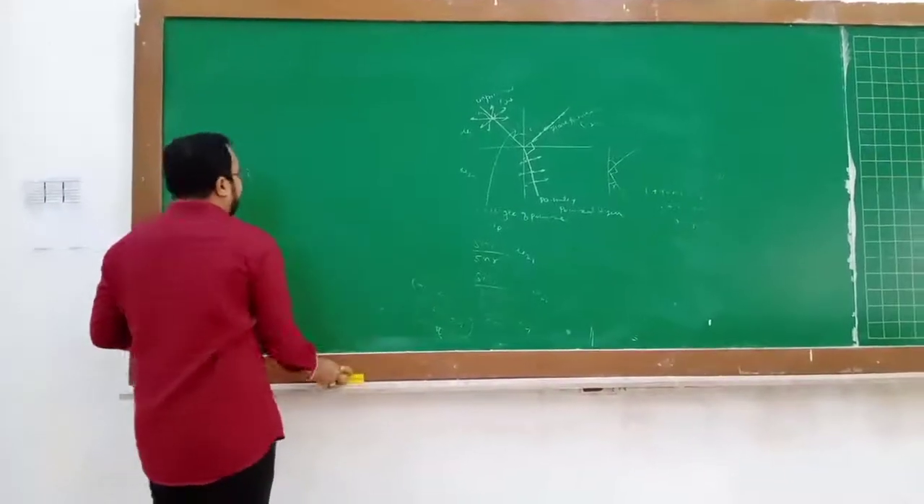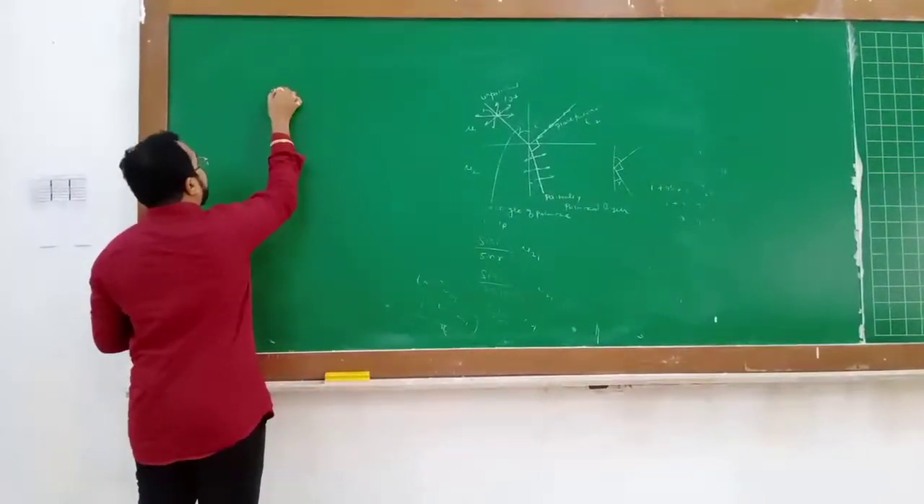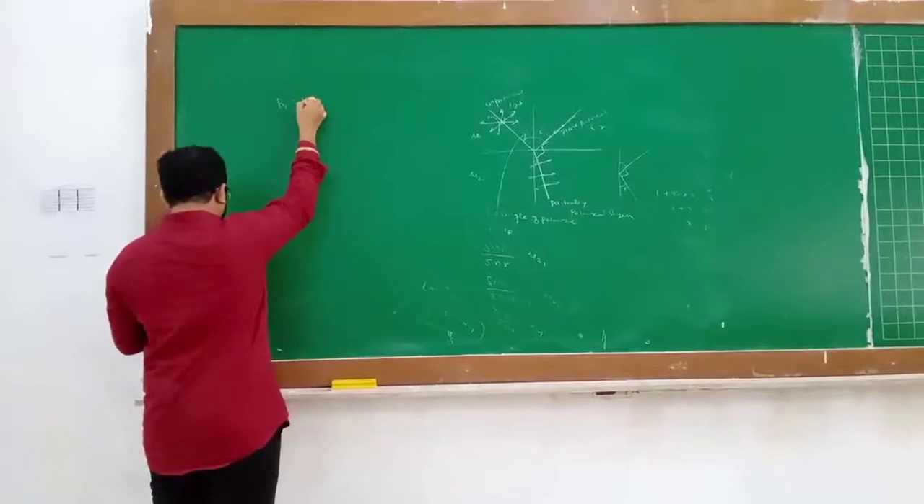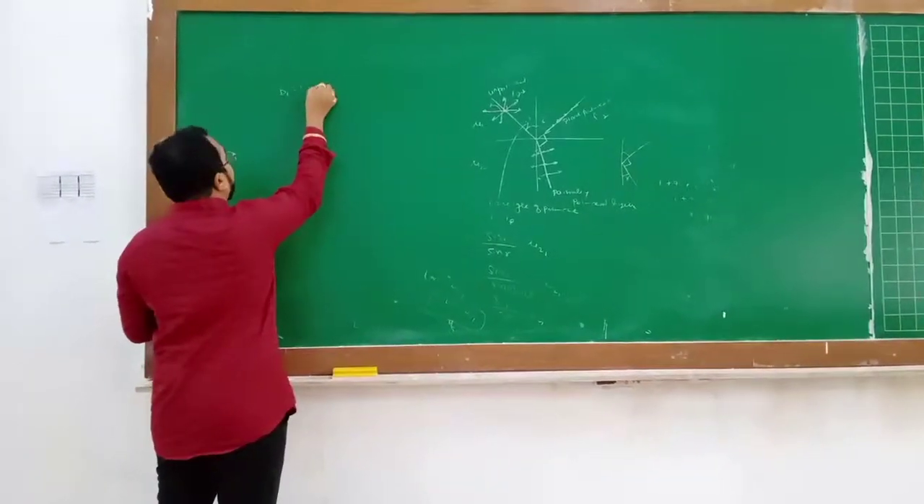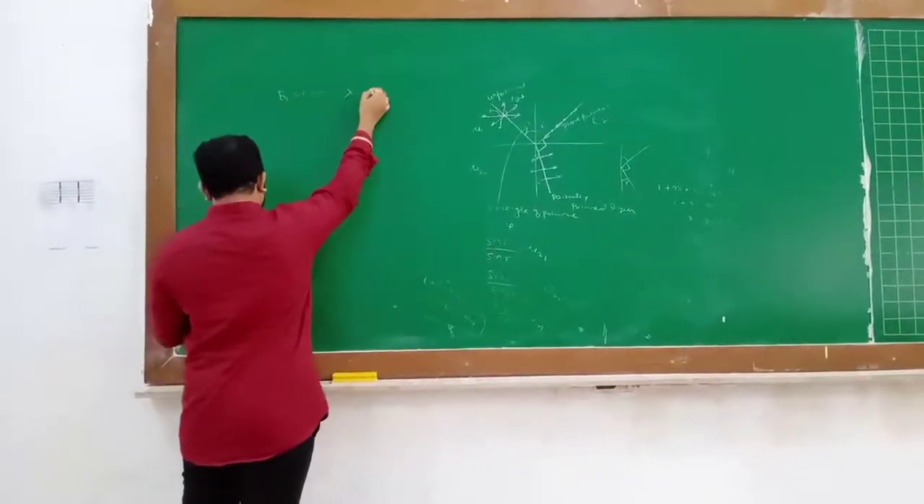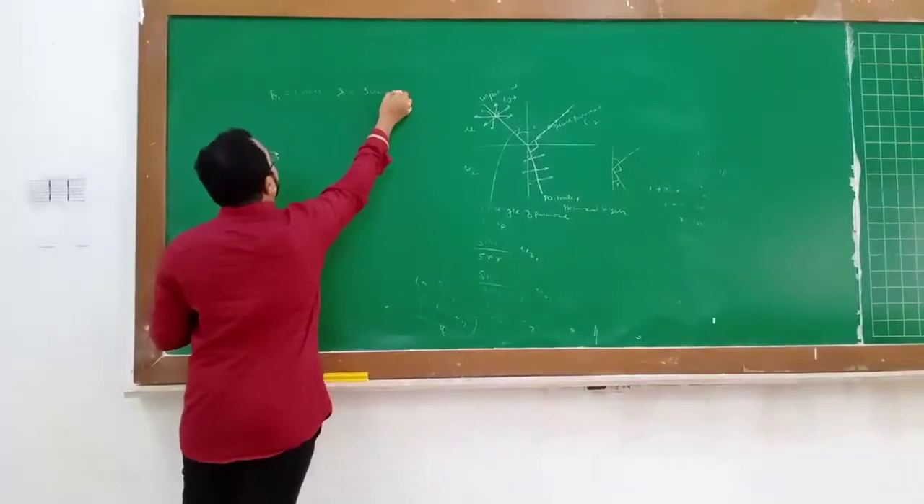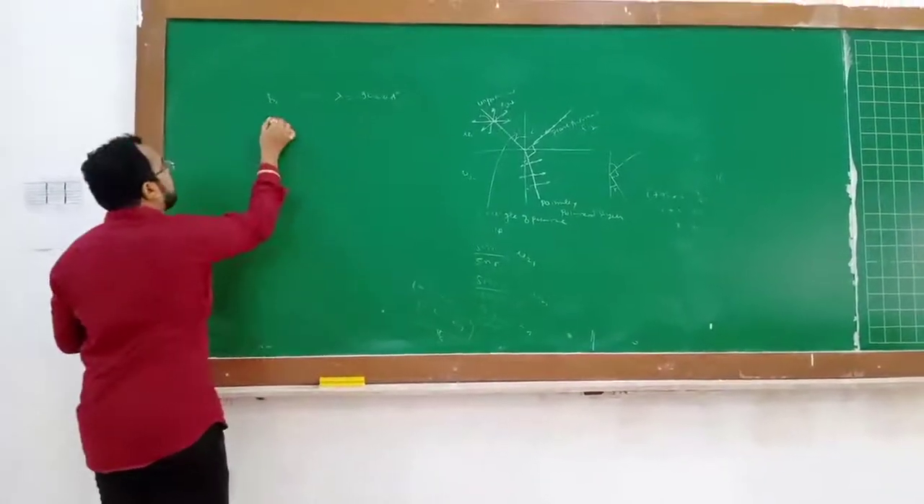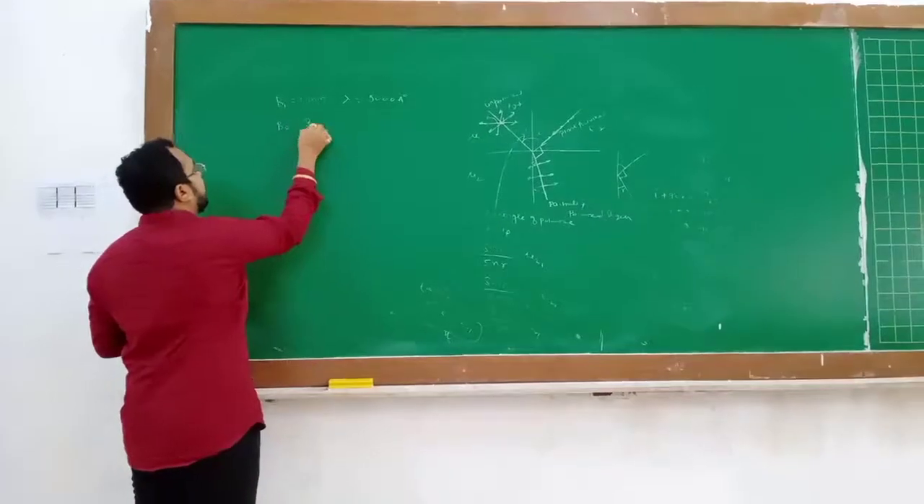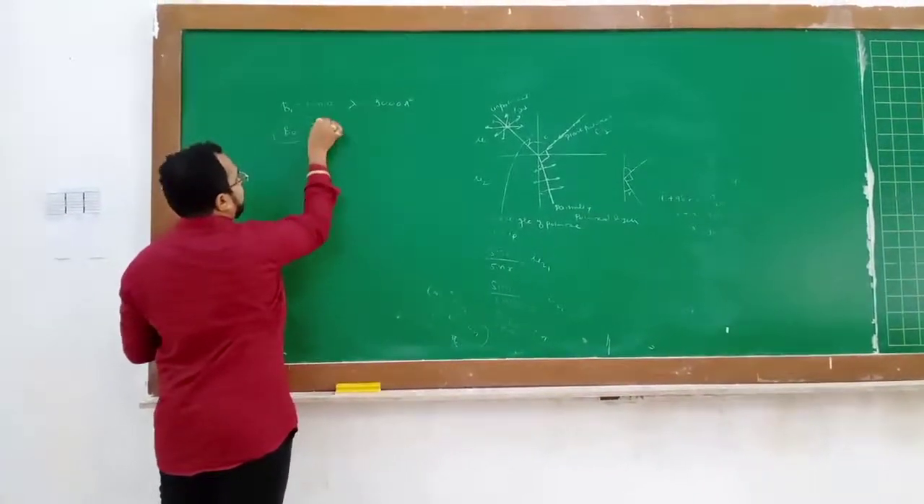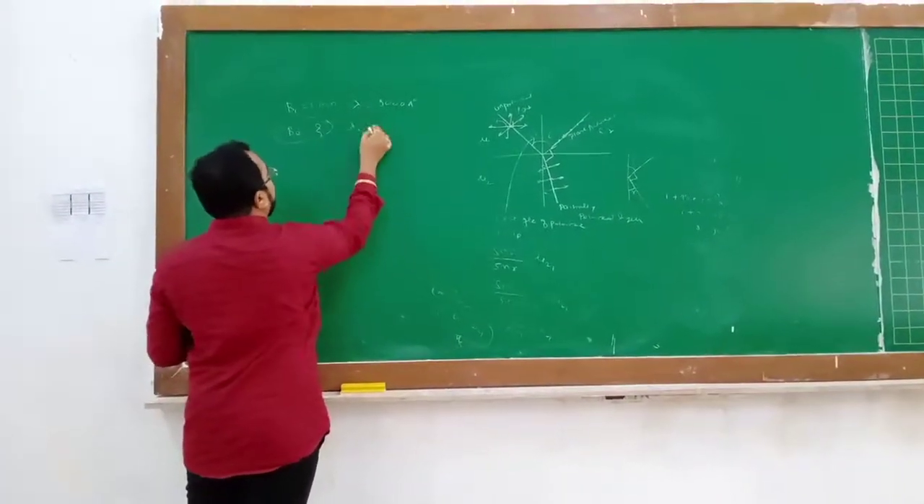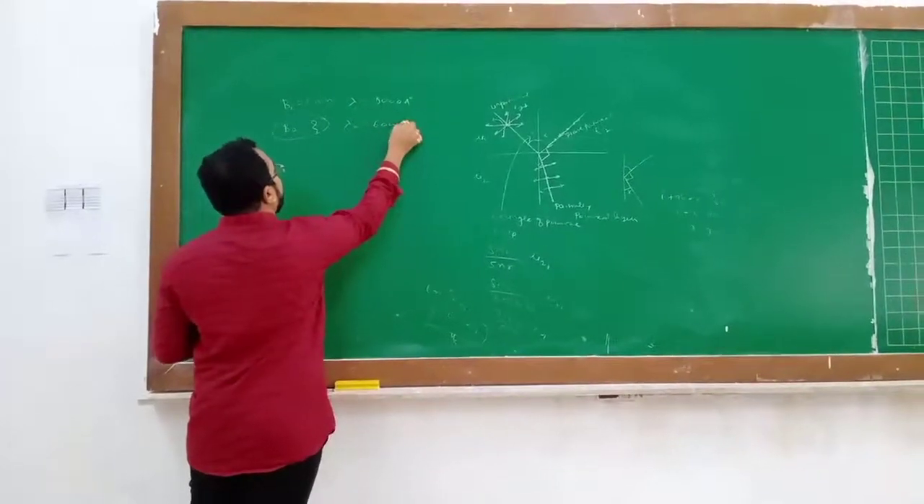Now, we know the formula for fringe width. First given condition is the fringe width observed, that is 1 mm, when lambda is equal to 5000 angstrom. Now what is asked? What is the fringe width when lambda 2, this is lambda 1, lambda 2 is equal to 6000 angstrom.